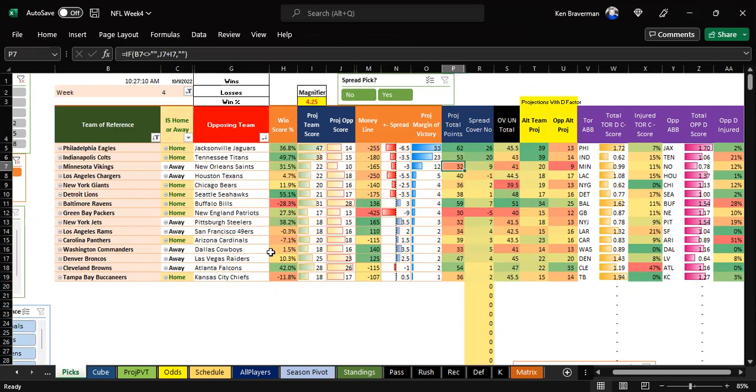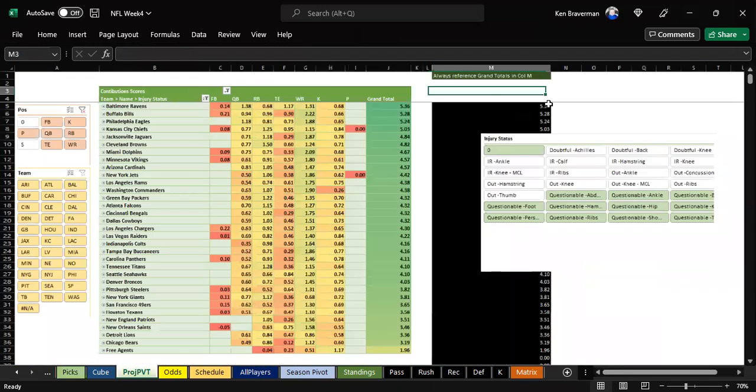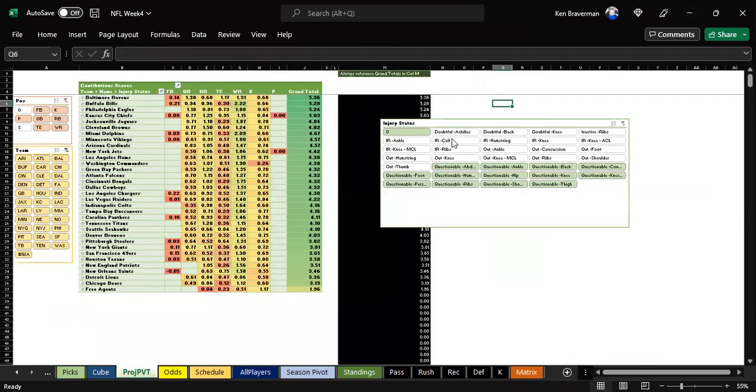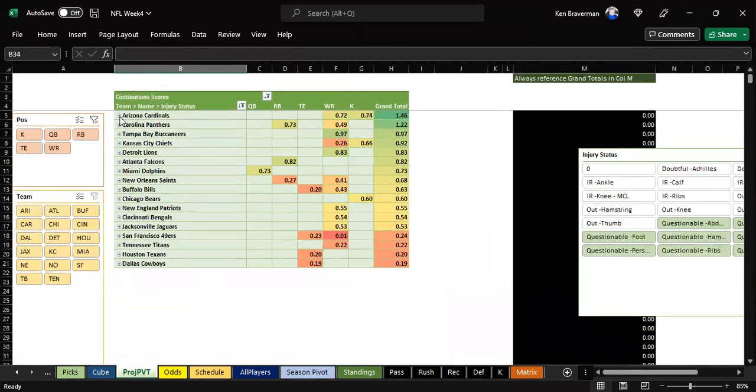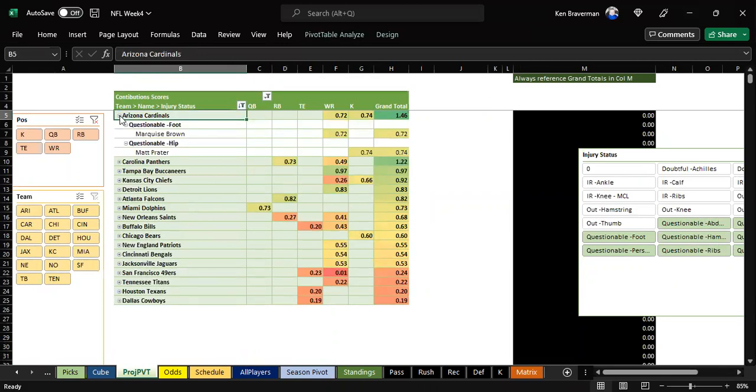I wonder what the injury situation is. Let's go check something before we review the rest of the games, which is all these questionable people, who are they? And on what team are they? Well, heavy questionables with Arizona. Marquise Brown, Matt Prater.